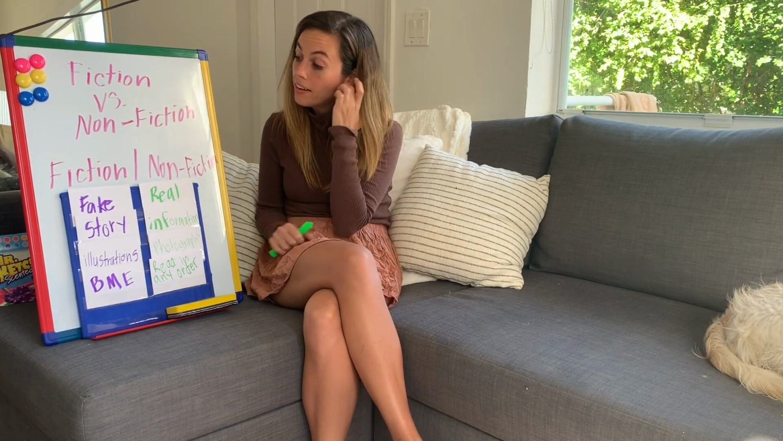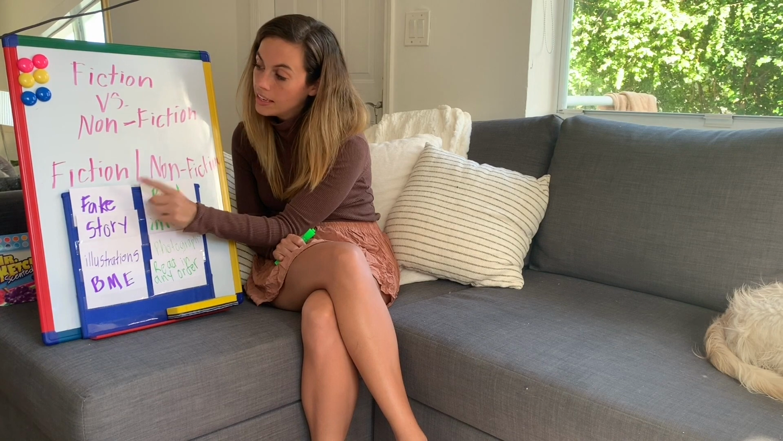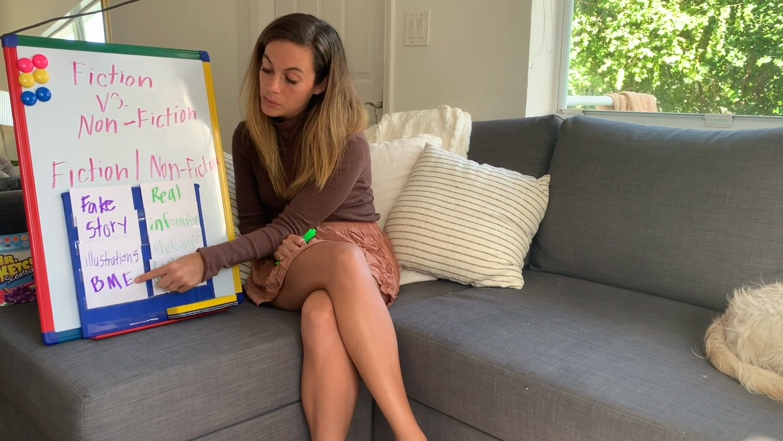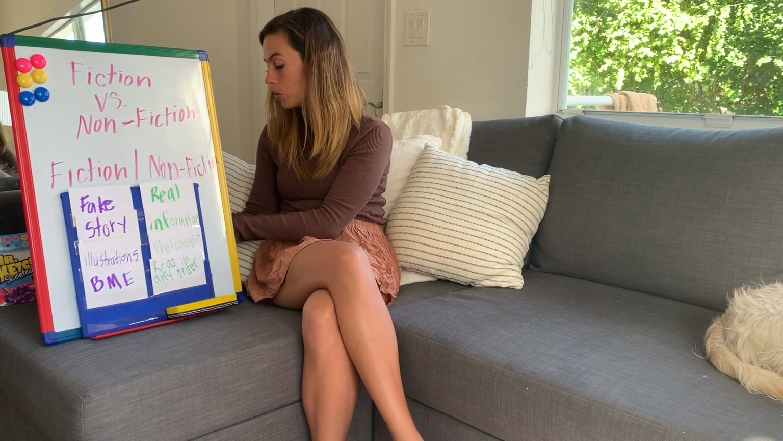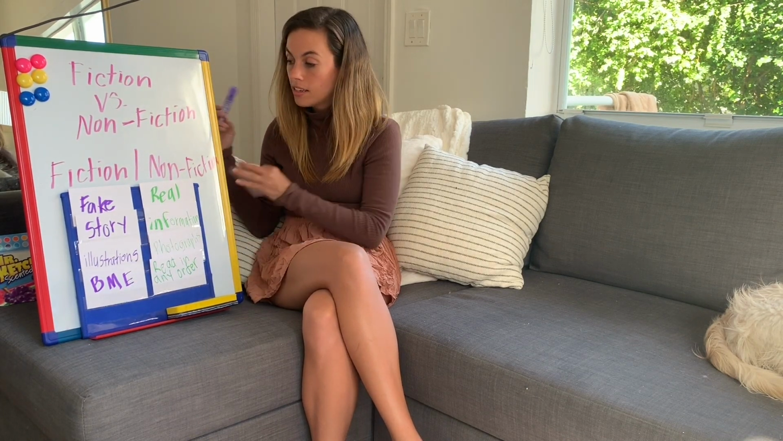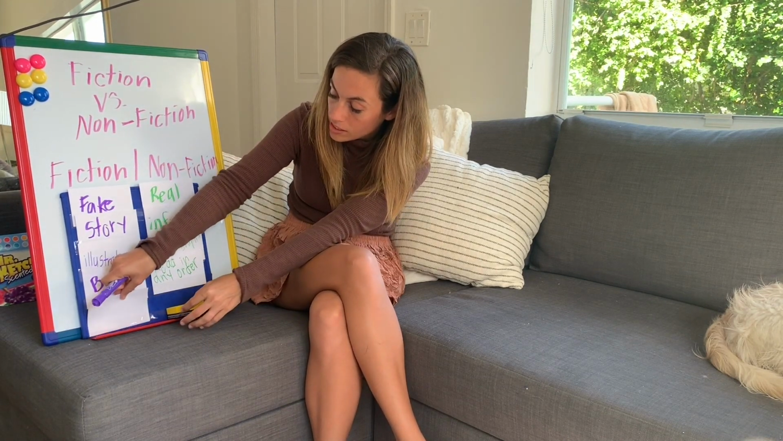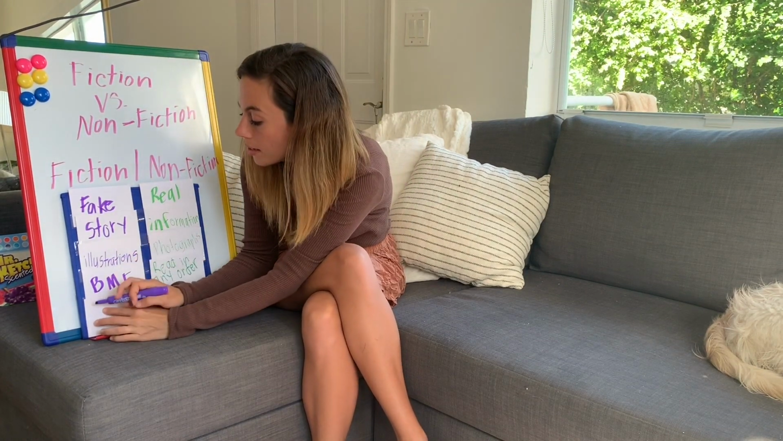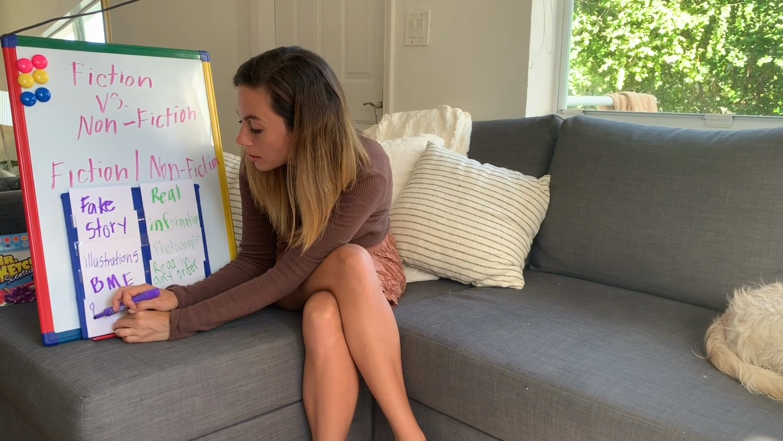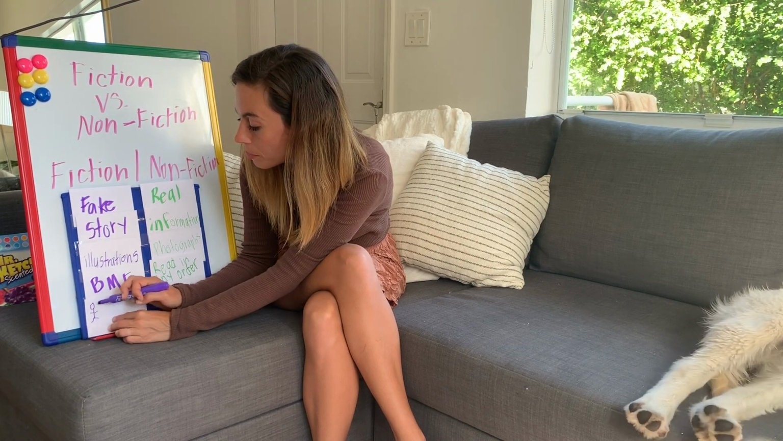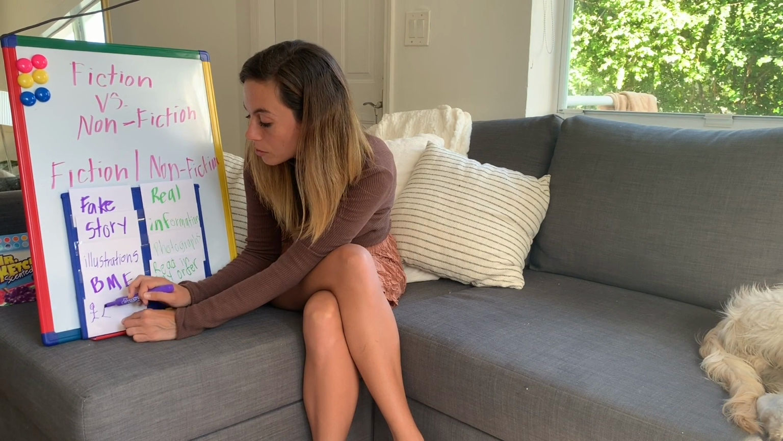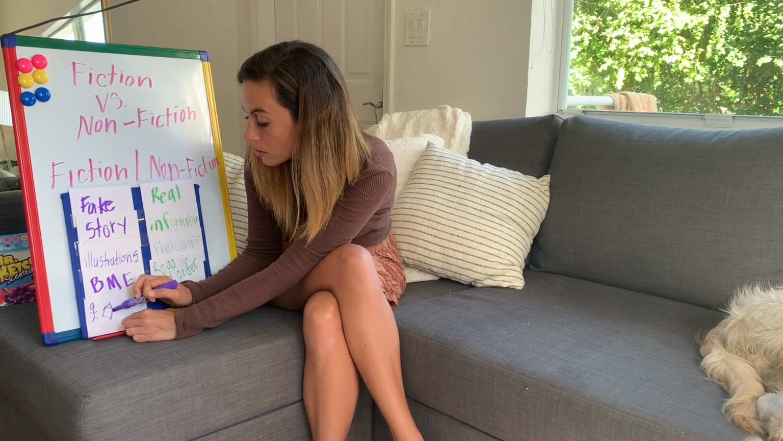Okay, so we know that fiction is fake, tells a story, uses illustrations, has a beginning, middle, and end. There's one more important thing that you should know about fiction, is that it has characters, a setting, a solution. So I'm just going to draw pictures here because I don't have enough room. So this is for the characters. It also has a setting, which is the place the story takes place.